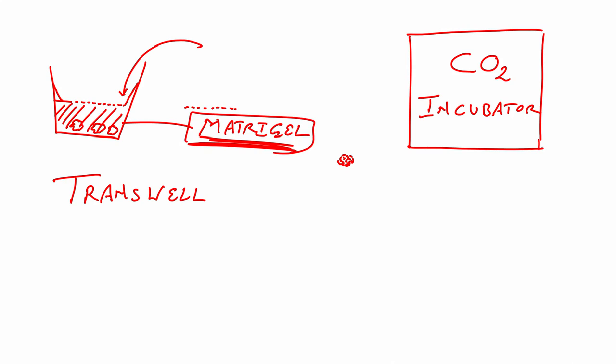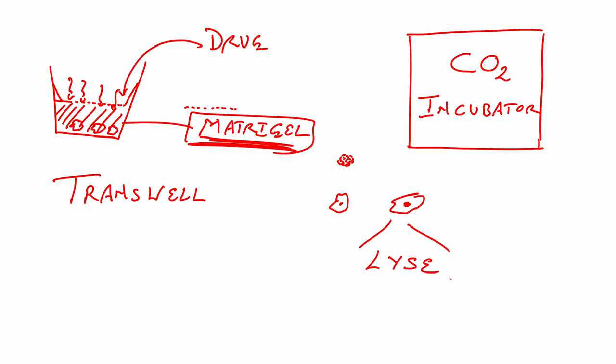Now, what will I do? Now, I will load the drug here, okay. And if the drug is effective, this drug will diffuse through matrigel. If the drug diffuses through matrigel, what will happen? If the drug is effective, let us say we take one single cell and there is a nucleus, right. The cell will lyse, or it is fragmented. It breaks into pieces, okay. In very easy language, that cell will get lysed.